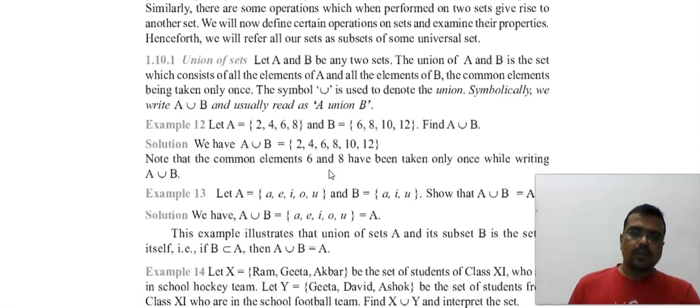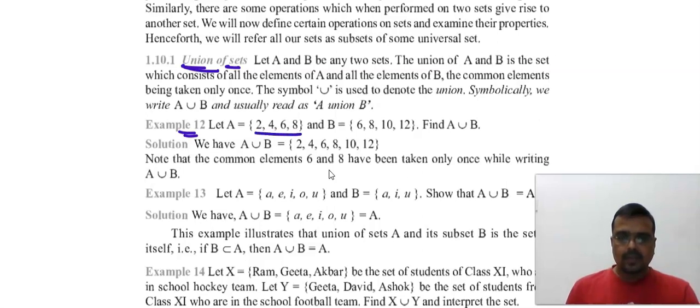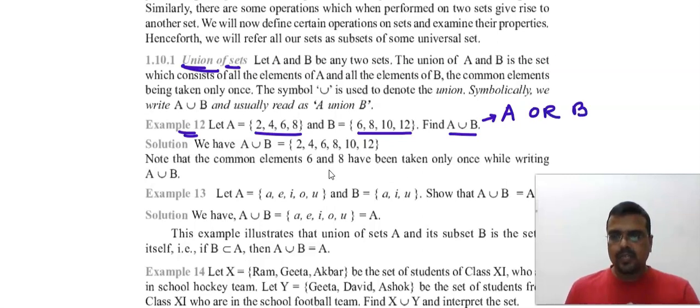Let's understand what is union of sets. Example 12: set A has the elements 2, 4, 6 and 8, and set B has the elements 6, 8, 10 and 12, right? And we have to find A union B. Now union means all the elements which are in A or in B.